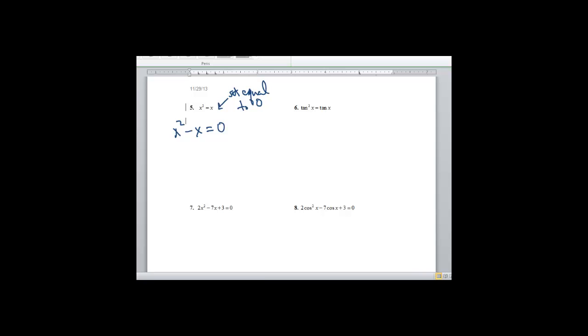Both of those terms contain an x, so I can take out an x, and I'm left with x minus 1 equals 0. And then I just use my zero product property, so I have x equals 0 or x minus 1 equals 0. So I end up with x equals 0 or x equals 1.